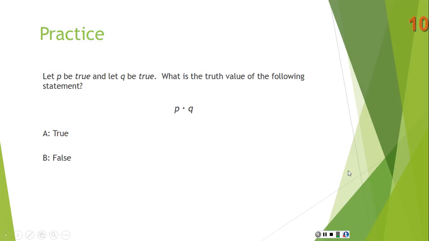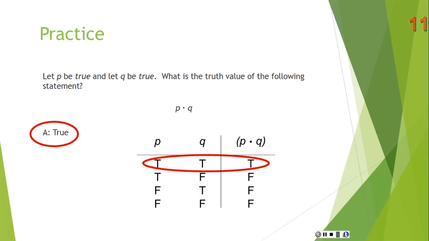Okay, now let's practice. Let P be true and Q be true. What is the truth value of the following statement? So when P is true and Q is true, what is the truth value of this statement? A, true, or B, false? True. In a conjunction, when P is true and Q is true, the whole thing comes out true. And you can see that that's right according to the truth table. That's the way that you would tell, is by looking at the truth table for the logical connective.